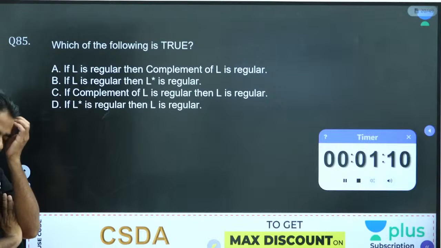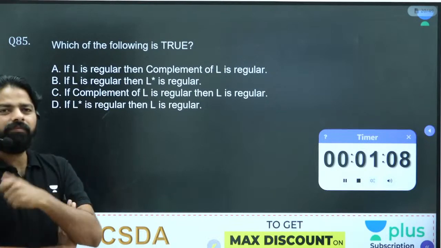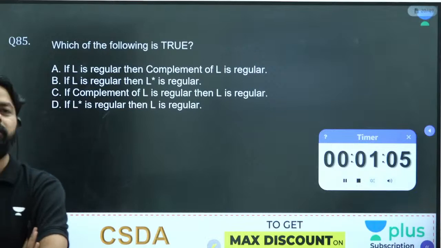You have to understand. I will not tell you now that Shubham was right.